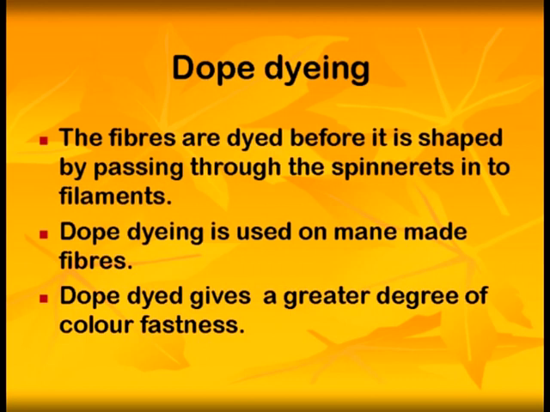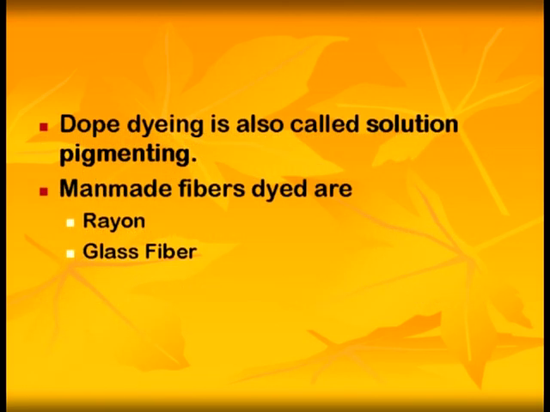Dope dyeing. During the production of man-made fibers, a great deal of time and money can be saved if the dye is added to the solution before it is shaped by passing through the spinners into filaments. This method also gives a greater degree of color fastness. A process called solution pigmenting or dope dyeing has been used for man-made fibers ranging from rayon to glass fibers. Effective results have been obtained.